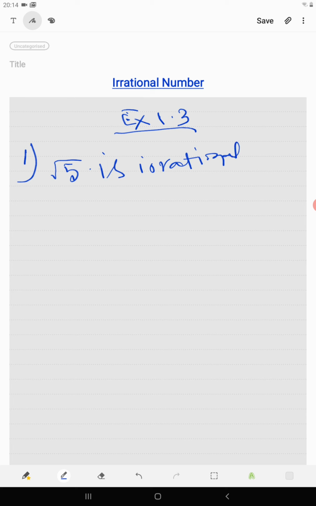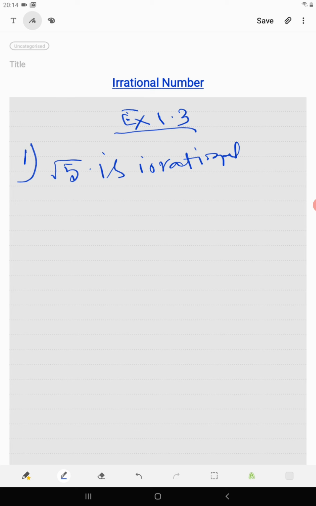Okay, so let's move on. To prove it, we have to use the contradiction method. Proving can be done by the normal steps or by the contradiction method. Contradiction means you assume something, and at the end you make that assumption fail. So let's do it by the contradiction method.